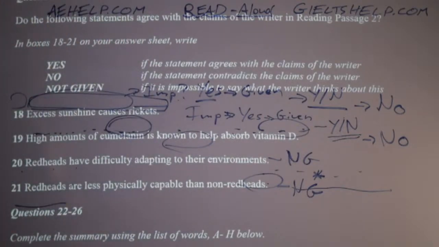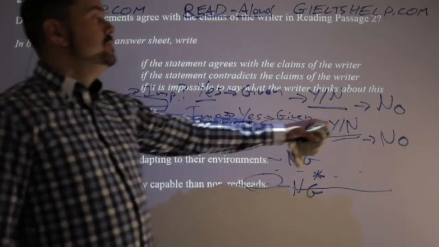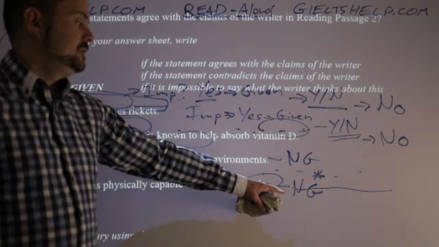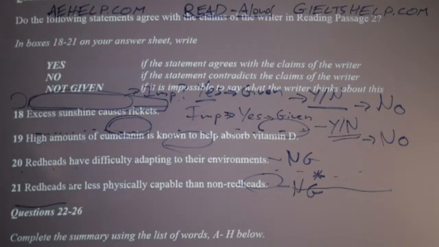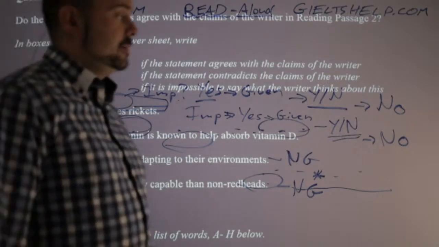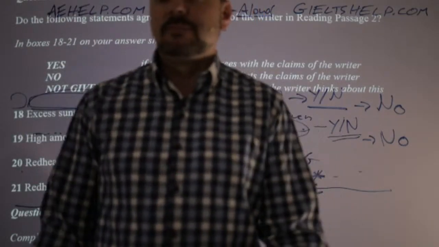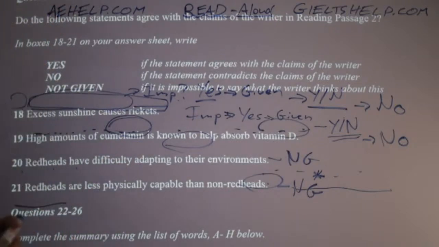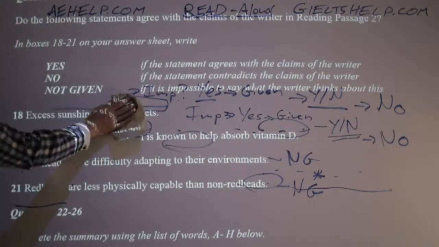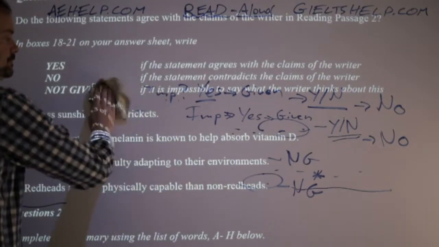So here, notice something interesting. We have no, not given, not given. And there is actually no yes in this case, which can happen on the IELTS. So reading this before the passage would be really a waste of time, because there's just a lot of confusing information. So there you have it. Answers are no, not given.